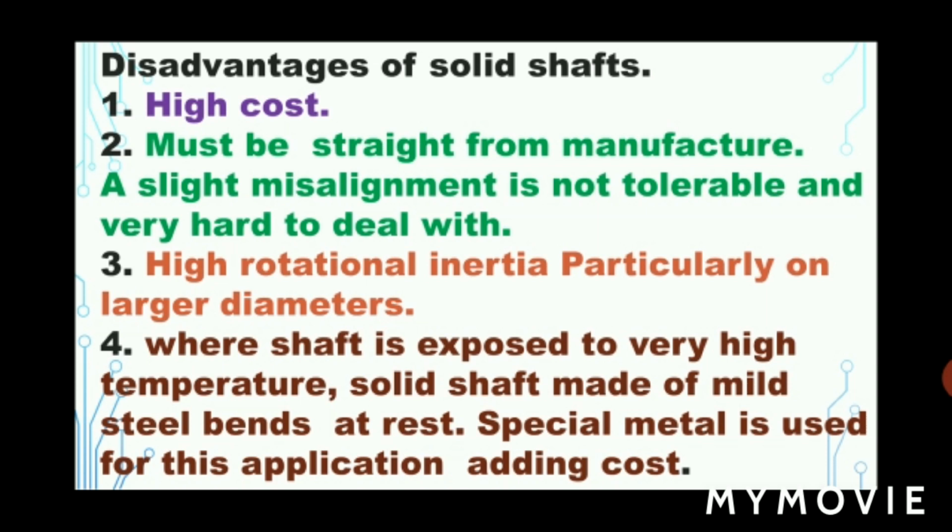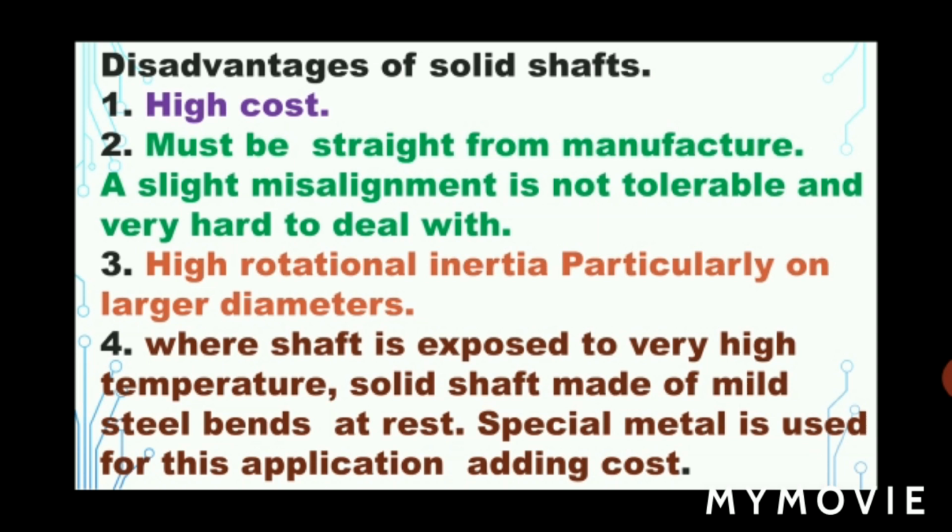Okay. Next, high rotational inertia, particularly on larger diameter. Rotational inertia is a main cause of problems whenever we are using a large diameter. Inertia simply means resistance to force. So it is a very difficult part, and it will experience some kind of failure if you are using a large diameter.